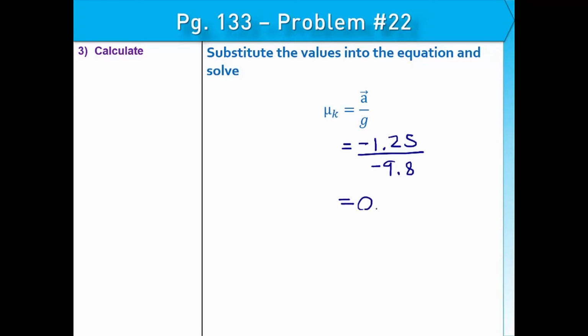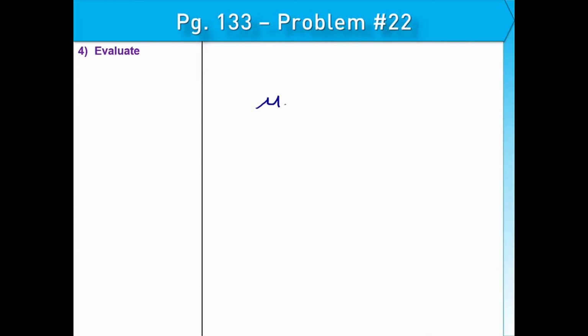I get 0.12755102. Remember, I like to round to 3 decimal places. So for my answer, I'm going to put 0.128. So I calculate mu of k to be 0.128.